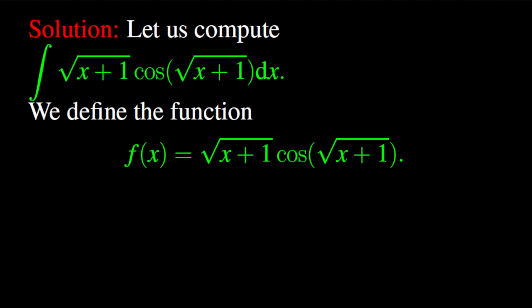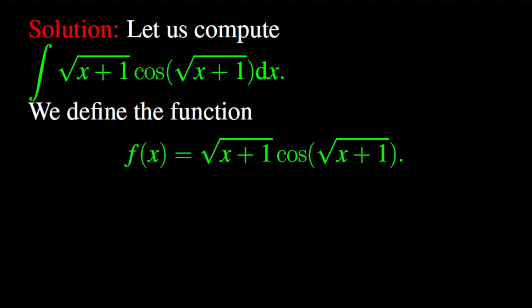In this case, the function square root of x plus 1 times cosine of square root of x plus 1 is a product of a radical function, square root of x plus 1, and a composition of two functions, the cosine function and the square root function. Because this product involves a radical function and a composition of a nonlinear function with the same radical function, it is a good idea to start with the method of substitution.